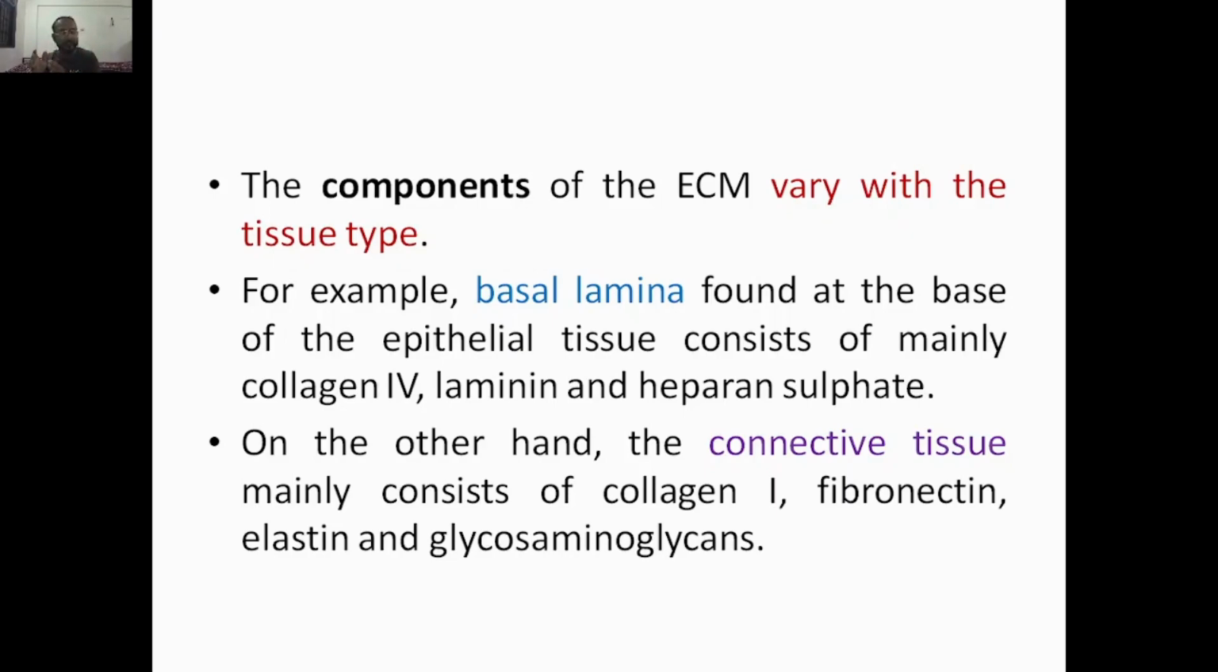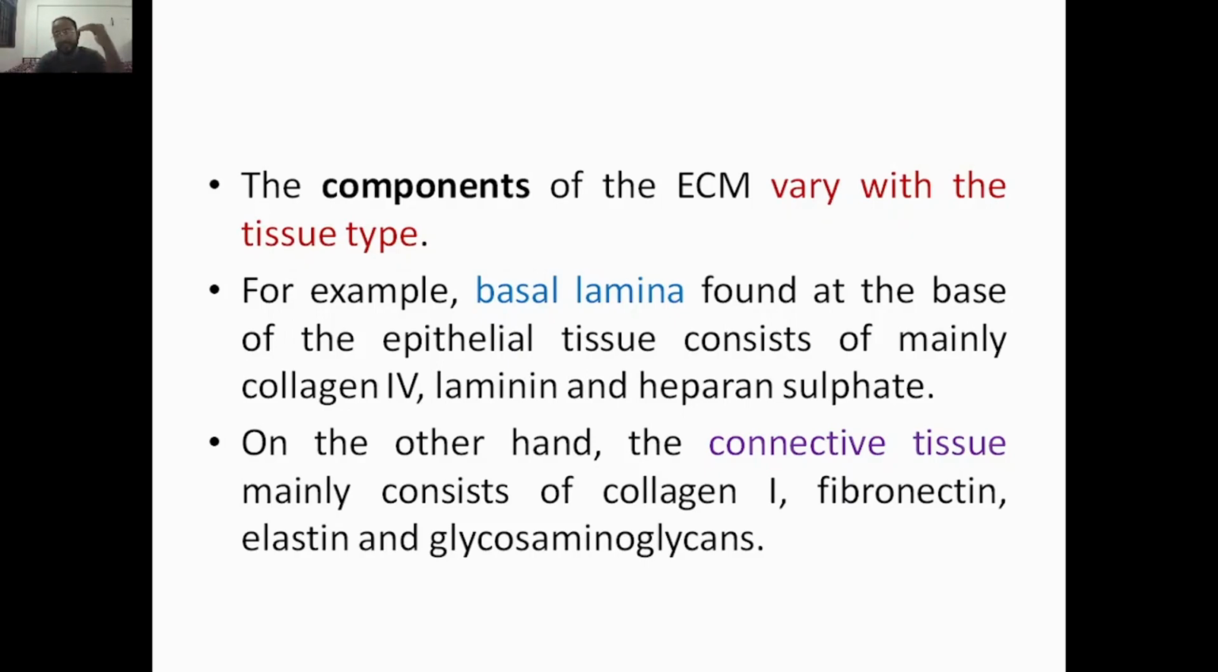laminin and heparan sulfate. On the other hand, if you compare with the connective tissue, then the ECM consists of collagen 1. See, the difference is there: it was collagen 4, here it is collagen 1, and there it was laminin, here it will be fibronectin and elastin, as well as glycosaminoglycans. So these are the different things.